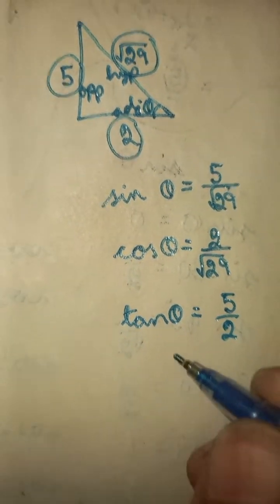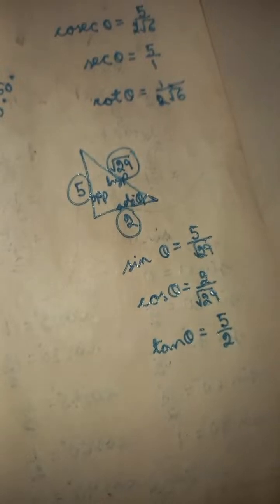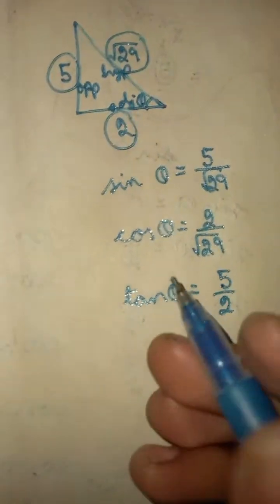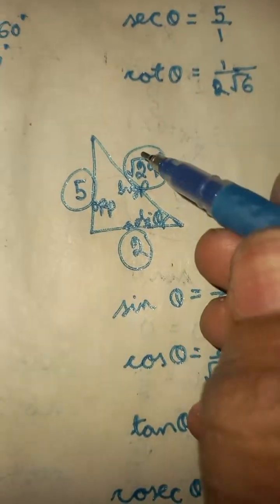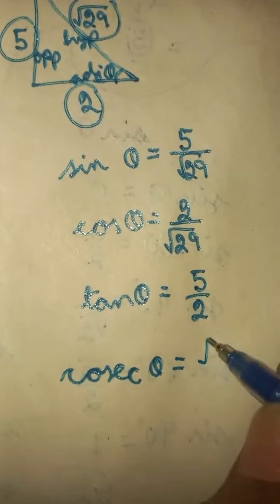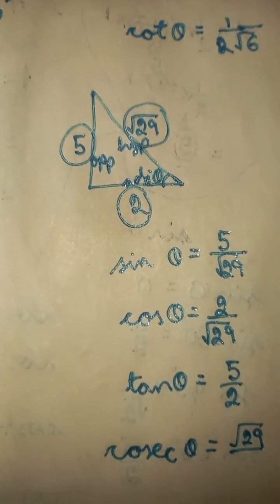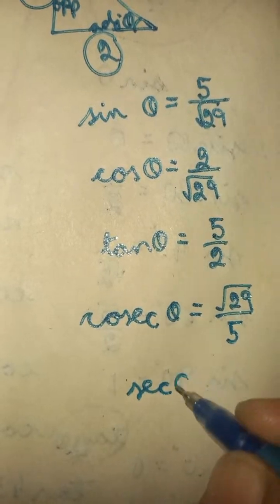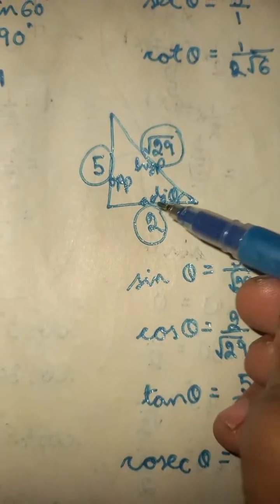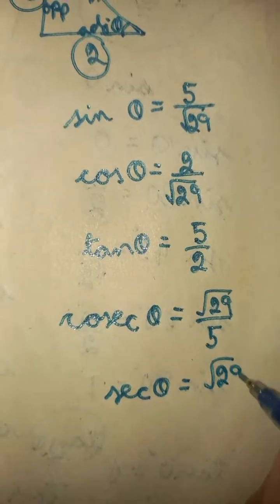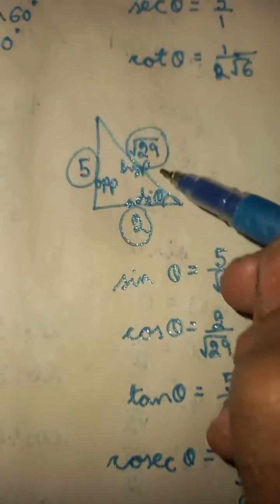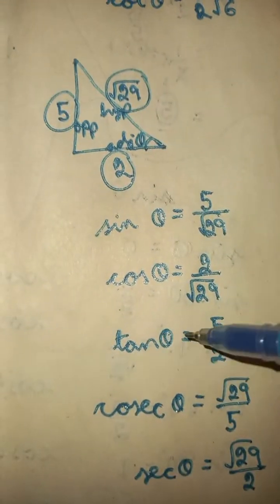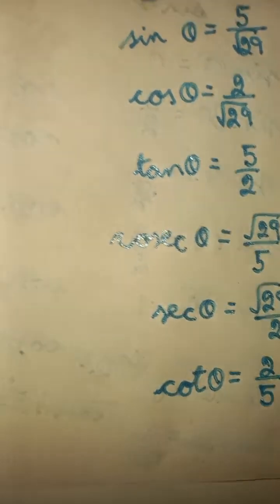Let's find out three more ratios. The three more ratios are cosecant theta, which is hypotenuse by opposite, so it becomes root 29 by 5. And secant theta is hypotenuse by adjacent, that is root 29 by 2. And cot theta, which is adjacent by opposite, that is the reciprocal of tan theta, so it is 2 by 5.